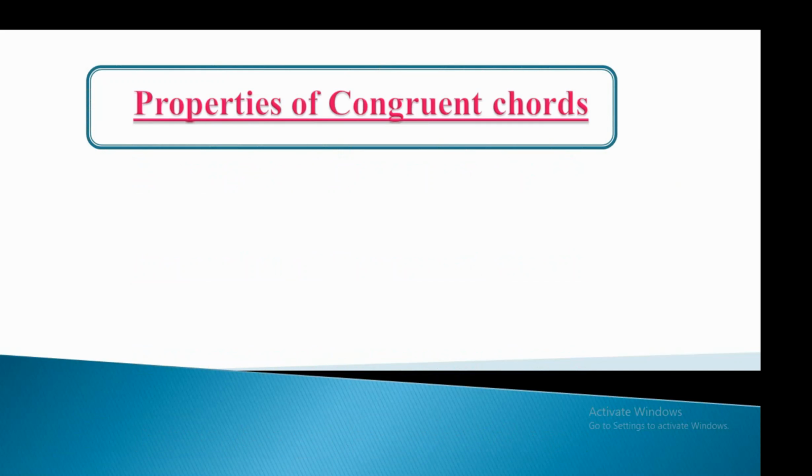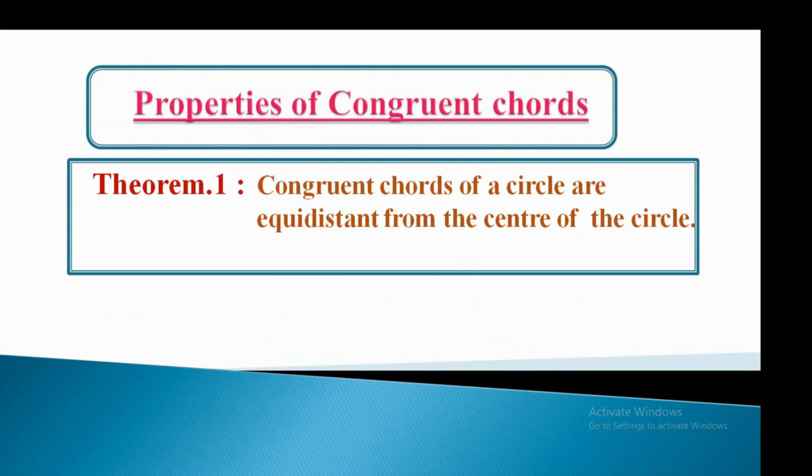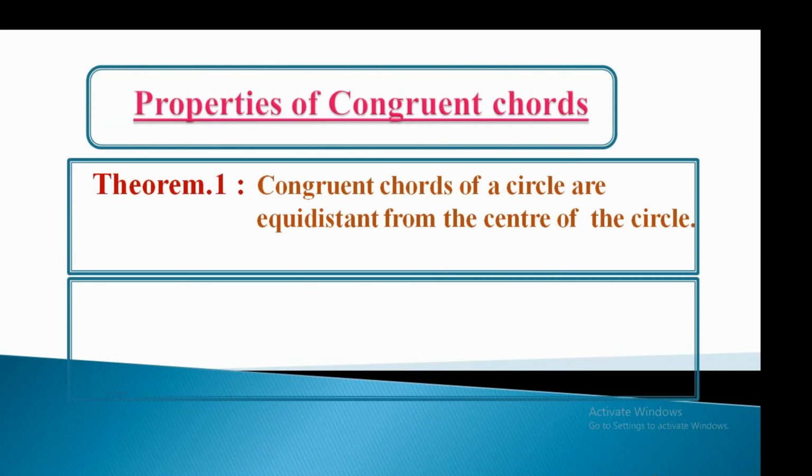Properties of congruent chords. There are two properties of congruent chords. The first property is theorem 1: congruent chords of a circle are equidistant from the center of the circle. If the chords are congruent to each other, then they are definitely equidistant from the center of the circle.